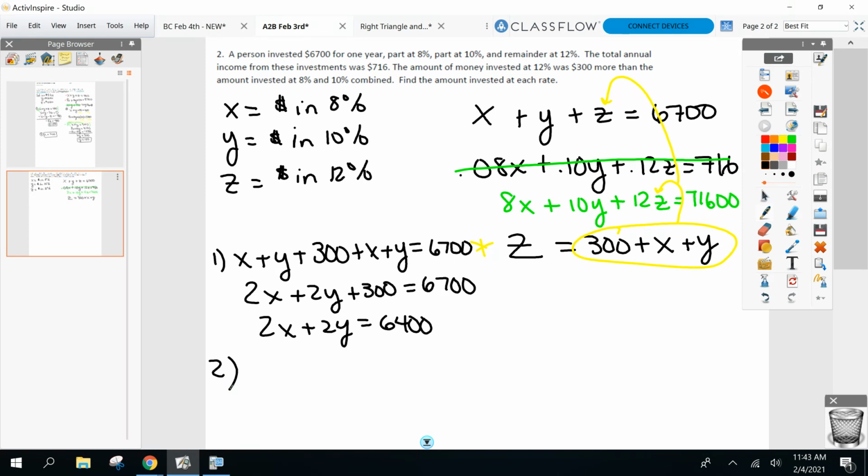Everybody all right? I'm taking Z and plugging it in for the first and the second. So the second equation, 8X plus 10Y plus, everyone ready? 12 times, plug it in. Plug in Z. 300 plus X plus Y. Just substitution. That's all I did, guys. Substitution and cleanup. Equals, still got to set it equal to 71,600. I know it looks like a lot, but all I'm doing is substituting and cleaning it up.